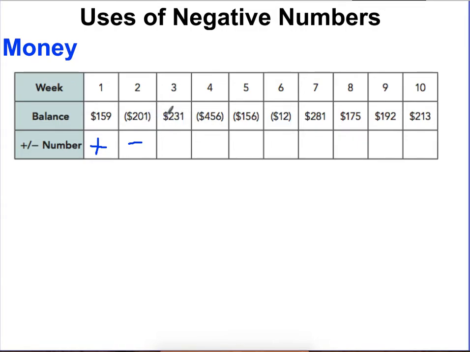So let's just go through these together here. 231 just as itself, positive. 456 in parentheses, that means that's a negative balance. Okay, next one, parentheses, negative balance, and then the rest here do not have parentheses, so these are all positive balances. Obviously, for a bank account, you want that to be positive. You don't want to actually owe the bank any money. As you go through, though, you will be spending and adding money to your bank account.